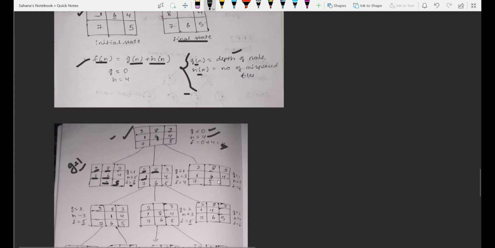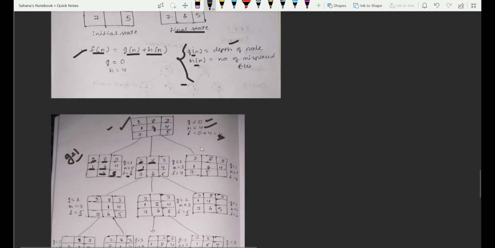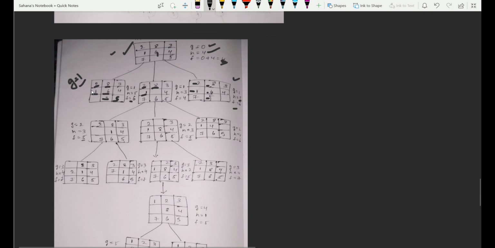F will be 4. And now if you push this 5 to the left, then this box will become like this, and the g value will be the same, 1, and the h value, the misplaced tiles, will be 5. Those are 2, then 8, 1, 6, 5. If we add, we will get 6. Among these 3, the lowest f value is this box, so we will explore this box, this grid, again.